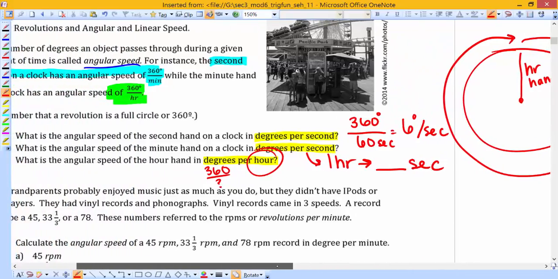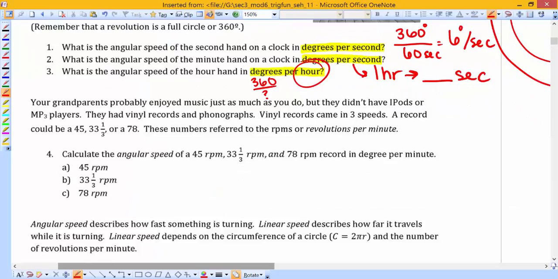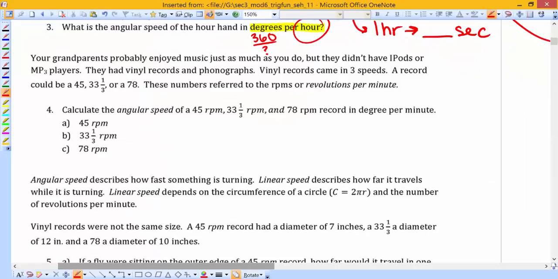If you're thinking that it takes 24 hours for the hour hand to go around a 12-hour clock, think again. Okay, so that's 1 through 3. Numbers 4 and 5 are actually not that bad. There are a lot of words that you might be like, what? Vinyl record, RPMs. Well, don't think too hard. Please do not think too hard with this.